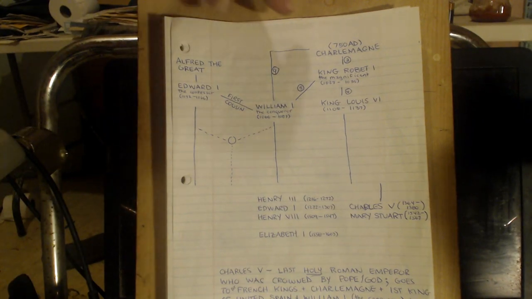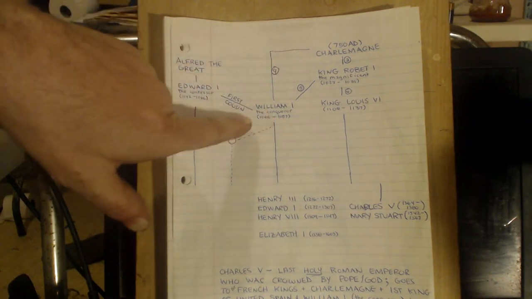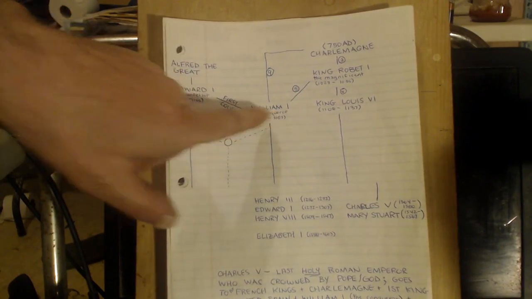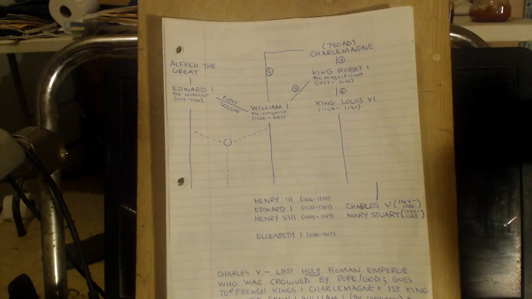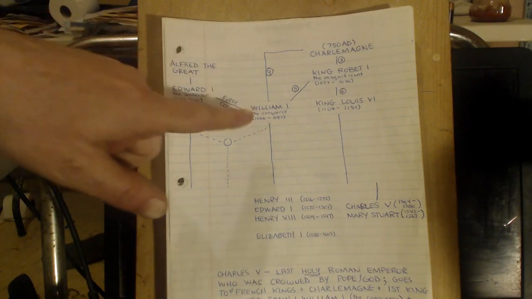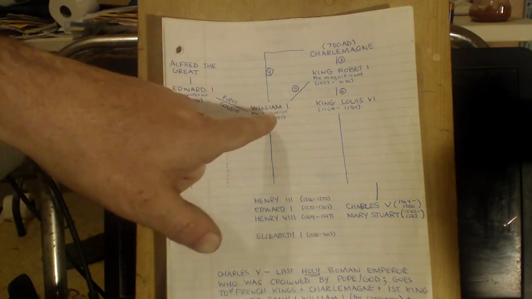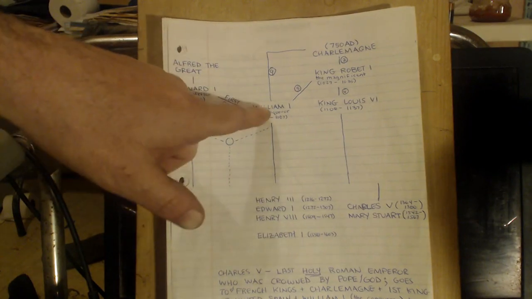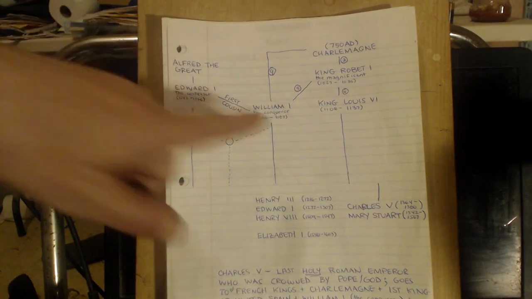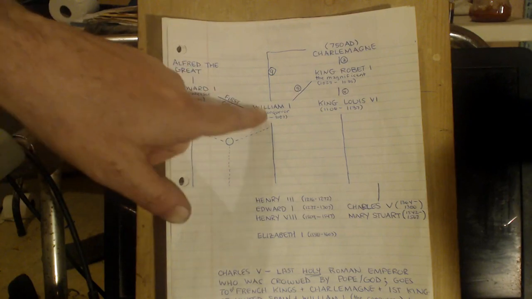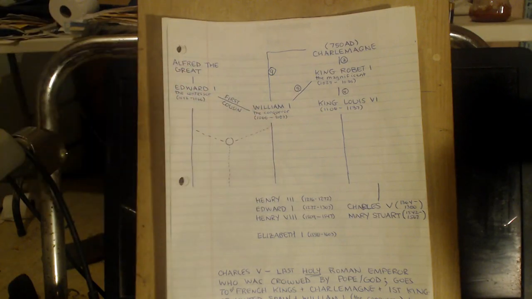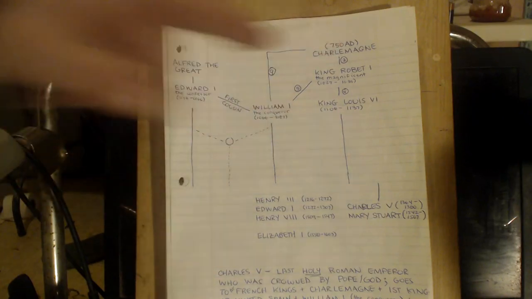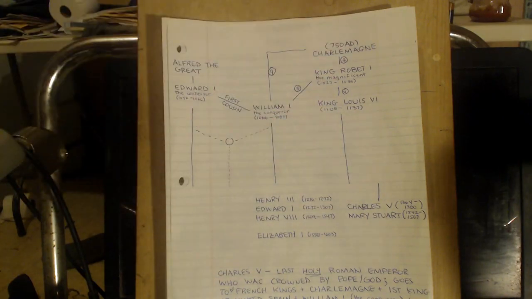But one thing is that this line here where it says first cousin, yeah, William I is first cousins to Alfred the Great. But his wife is a direct descendant of Alfred the Great. So that means that all the children of William I and the woman who is descended from Alfred the Great will be descendants, have a direct line to Alfred the Great and Charlemagne and King Robert I.